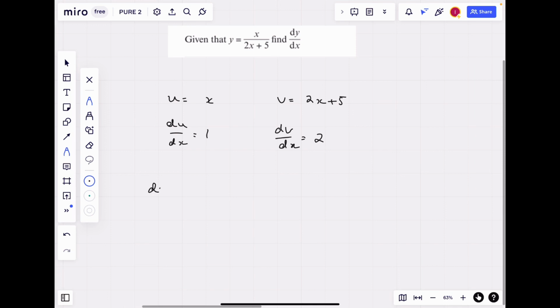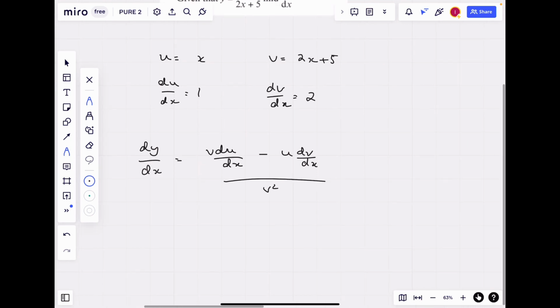Now we make use of the quotient rule. So v du by dx minus u dv by dx, all over v squared. So v, 2x plus 5, times du by dx, 1, minus u, x, times by dv by dx, 2, all over 2x plus 5 all squared.